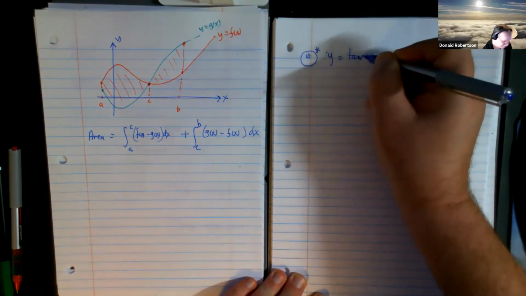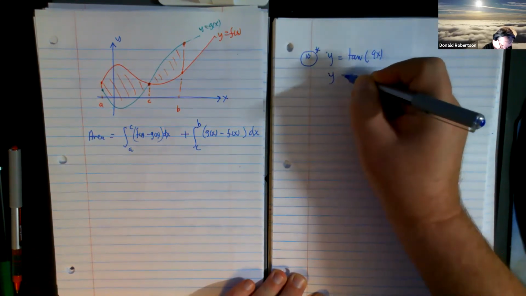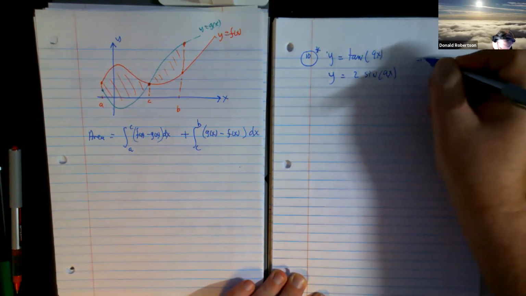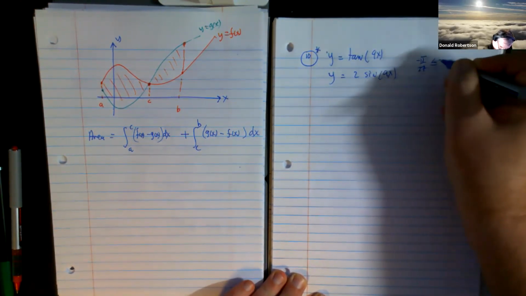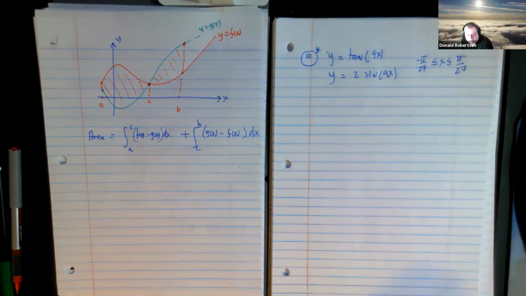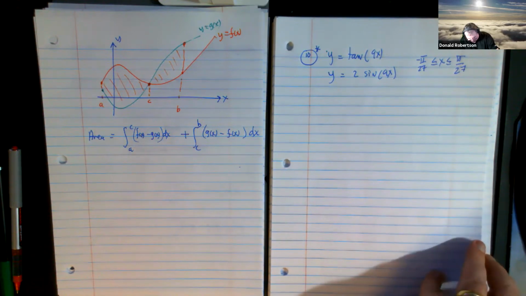It's y equals the tan of 9x, y equals 2 times the sine of 9x, and we're going to be doing it from negative pi over 27 to positive pi over 27. That is going to be a real long question, I can tell you right now. So what I'm going to do instead is show you bits of that question.